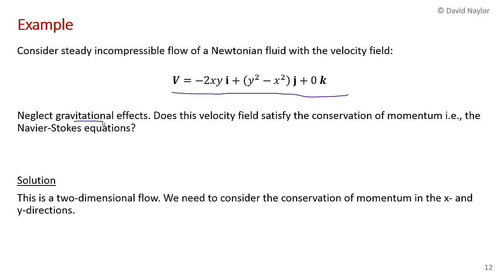So the solution starts with looking at the nature of the flow. You're told it's steady, and you can see it's steady because there's no time in any of the velocity components. You can also see that you only have u and v components, so it's two-dimensional, so you only need to consider conservation of momentum in the x and y directions. We have no velocity in the z direction, so we don't need to consider conservation of momentum in the z.